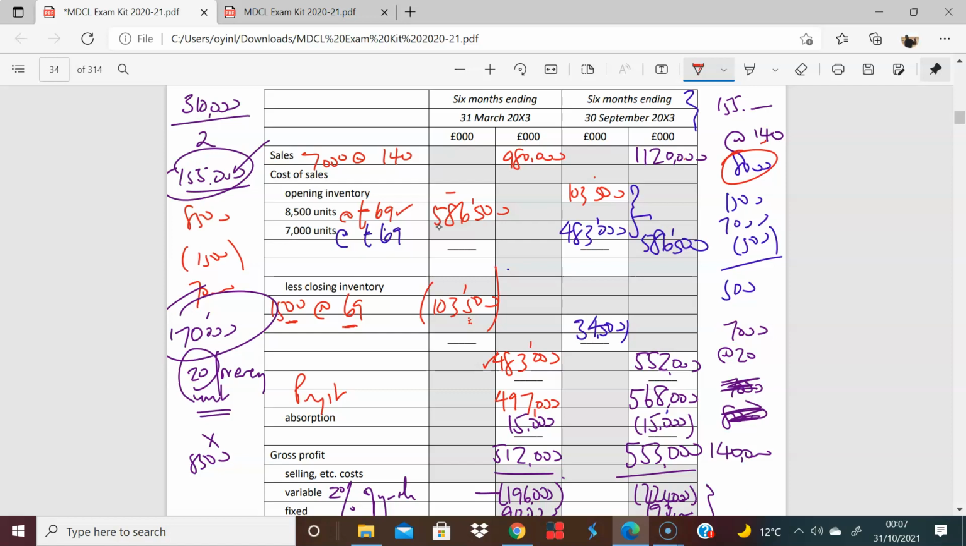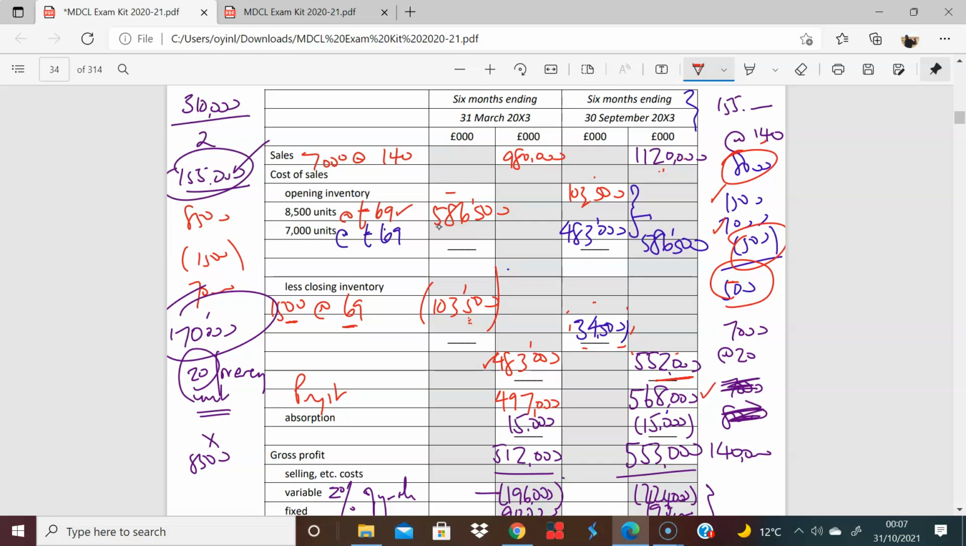Your closing inventory, of course, is 500 units, because you started with 1,500, produced 7,000, sold 8,000. So if you sold 8,000, it means you have 500 left at 69 pounds. So you have opening inventory plus production, less closing inventory, giving you this 552. Now you can take this away from the 1120 to get your profit.